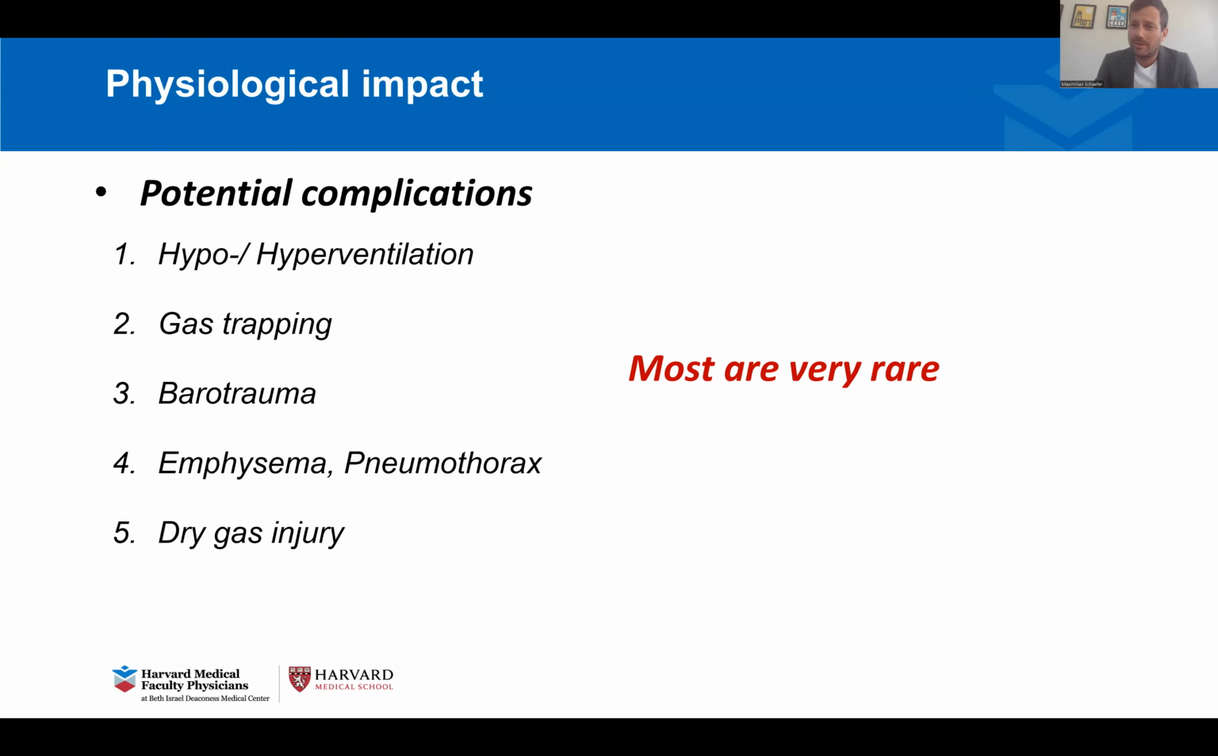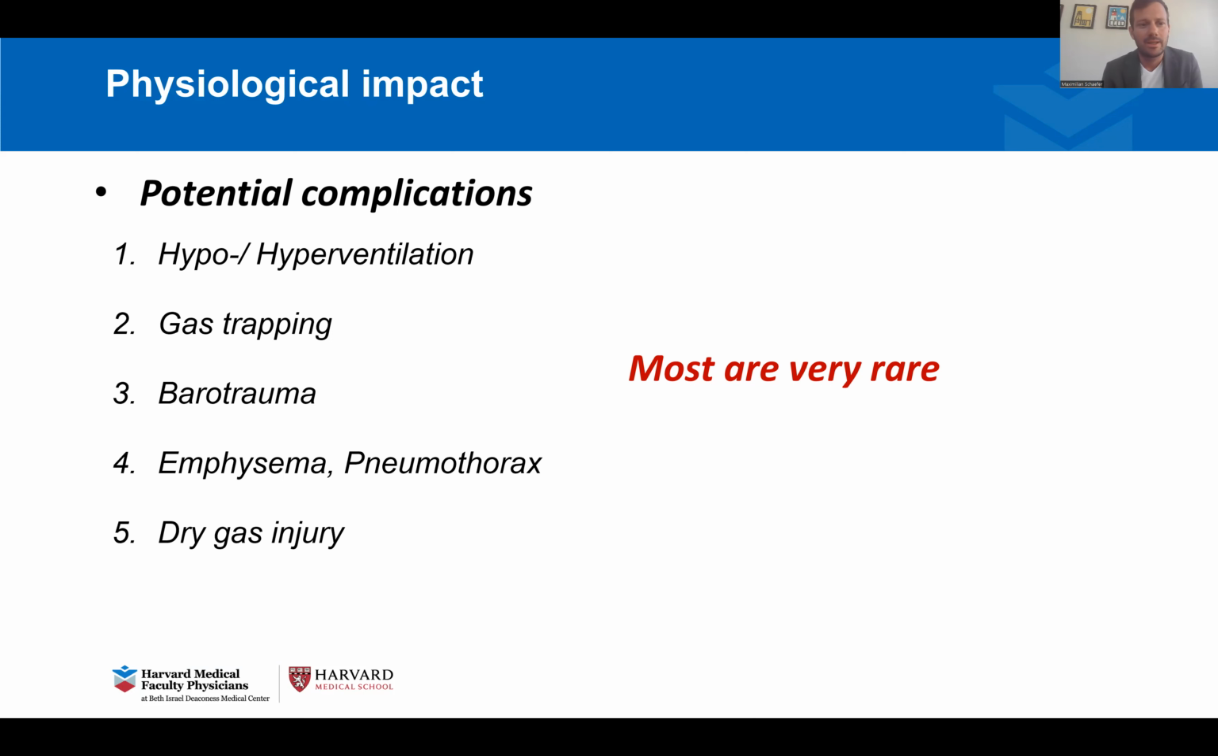Some of the potential complications that are really rare are, for example, barotrauma, emphysema, pneumothorax, and dry gas injury. So that's one really important thing: if you're administering jet ventilation for more than an hour, although there's no clear cutoff, the jet ventilator should really humidify the gas. Otherwise, there will be injuries to the airways due to the repetitive administration of dry inspiratory gas, and then the dried out trachea gets inflammation and risk of perforation and other things.